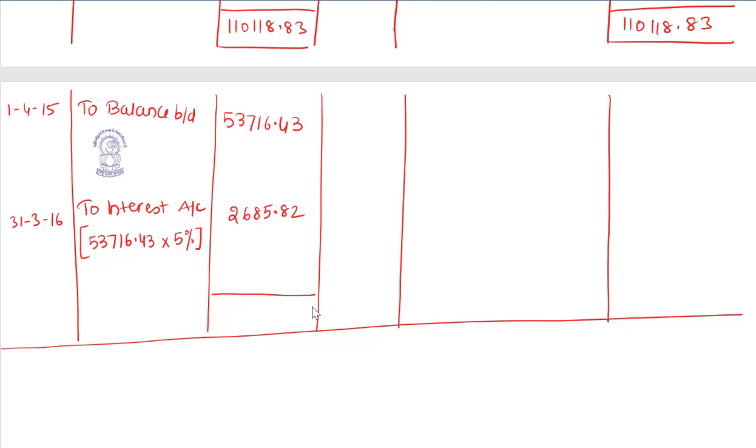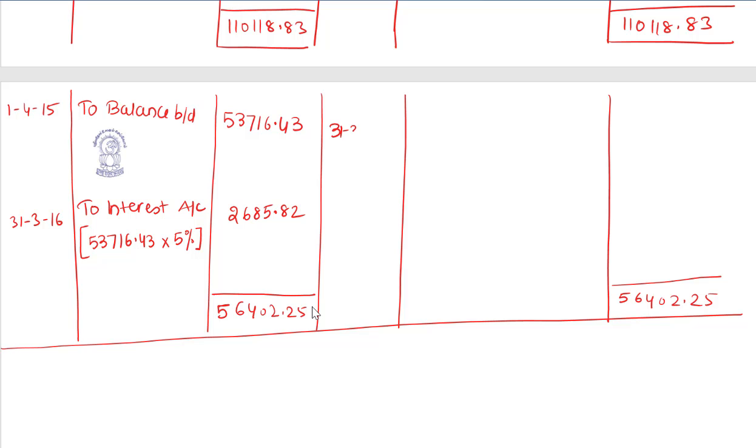Let us do the total. 53716.43 plus 2685.82, which is 56402.25. On the closing date, we need to charge depreciation.